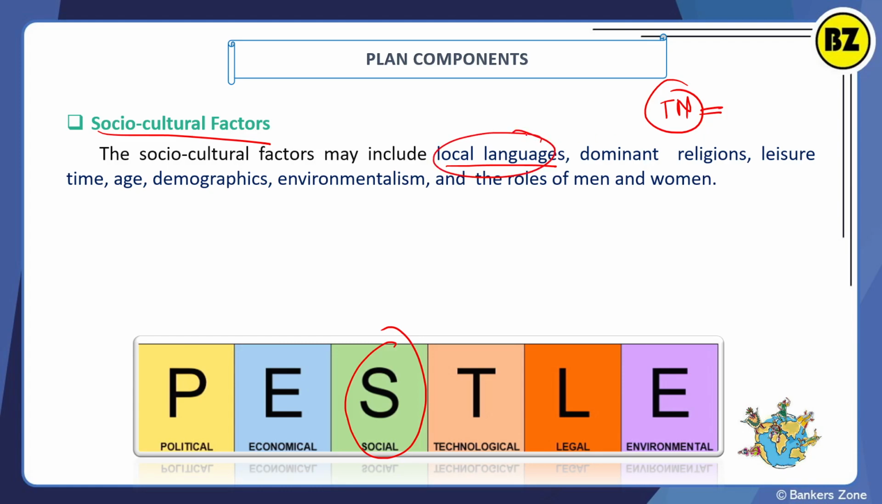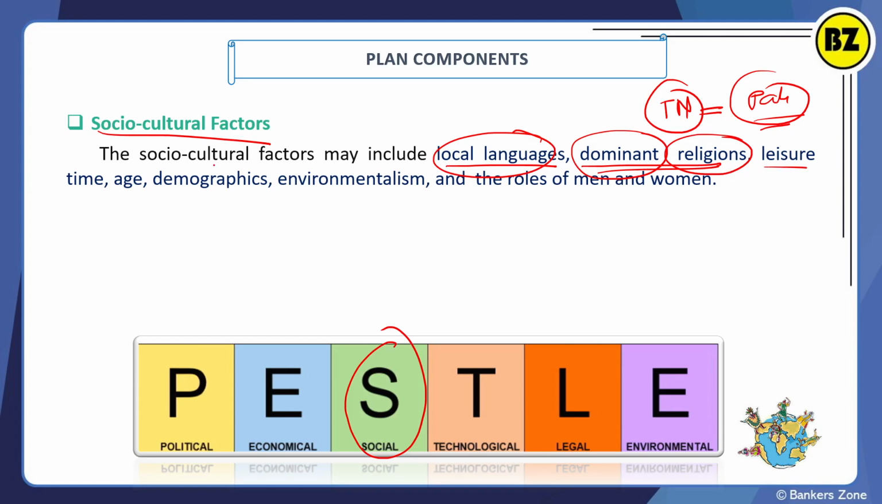So local language is important. Then dominant religions I have to take care. If I am setting up a company in a country, the dominant religion must be taken care of, right? So if you are setting up a company in Pakistan, you should not have policies which are against the Muslim community. So that religion must be taken care of.